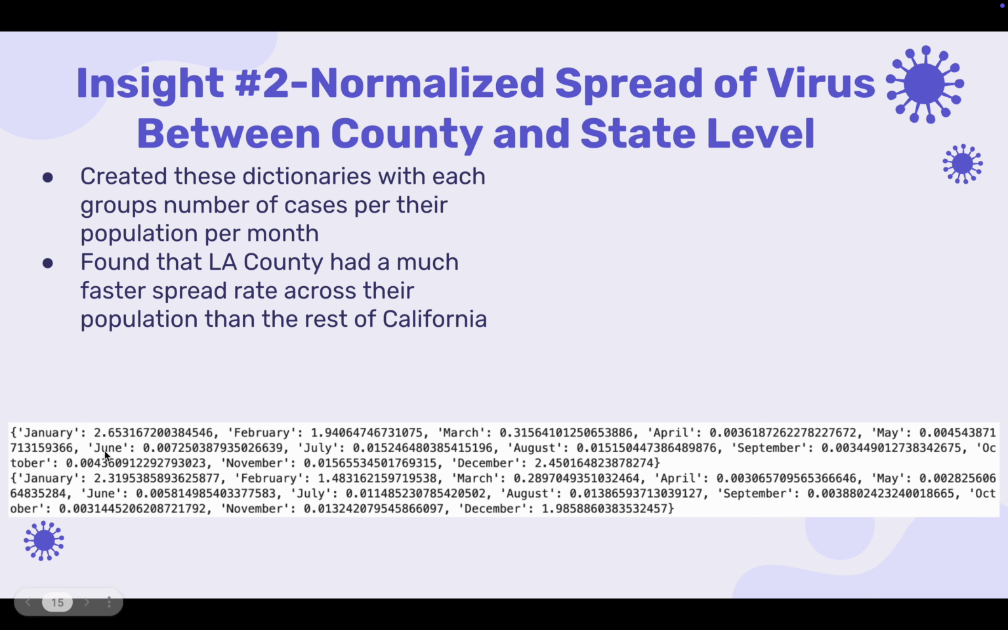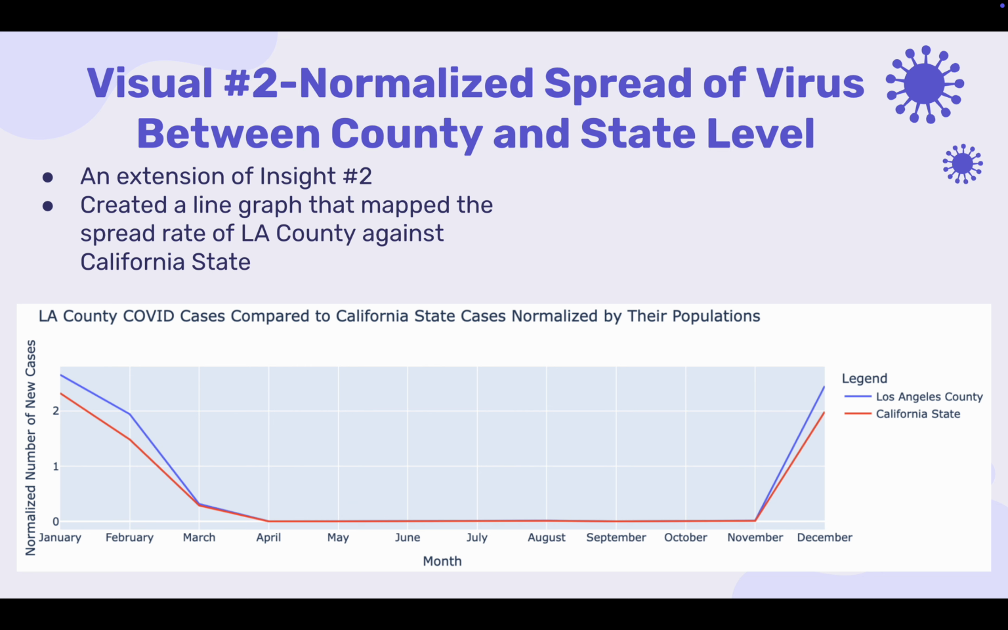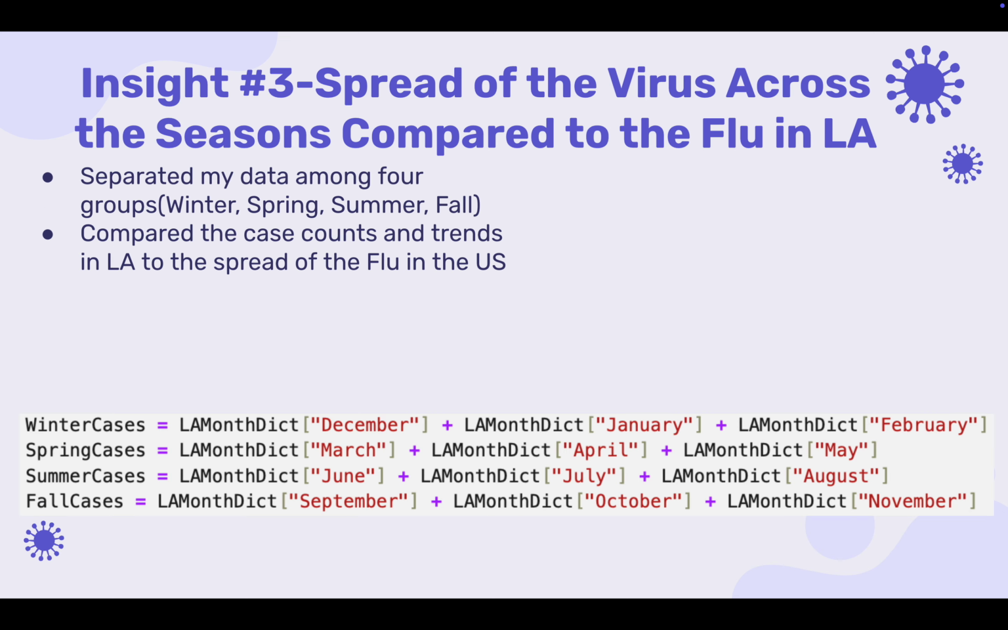And by doing this, I created a dictionary. So each of these is a dictionary for LA County and the state of California respectively. And it's the number of new cases that they had divided by the population for each month of the year, which I made a visual for an extension of, and I made a line graph on this one, and I think it worked really well and showed me that Los Angeles, compared to their population, had a much faster rate of spread than the rest of the state of California, which again, back to my hypothesis, was something I expected to happen. So this was good to see.